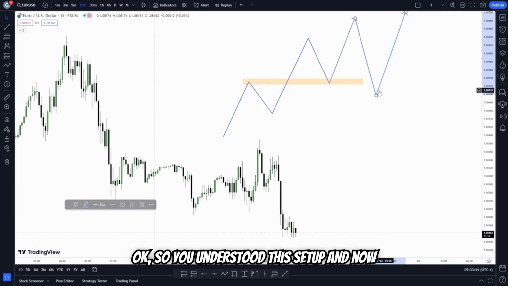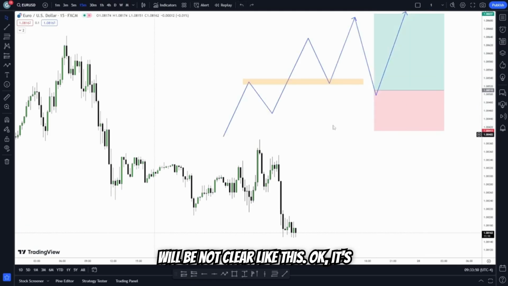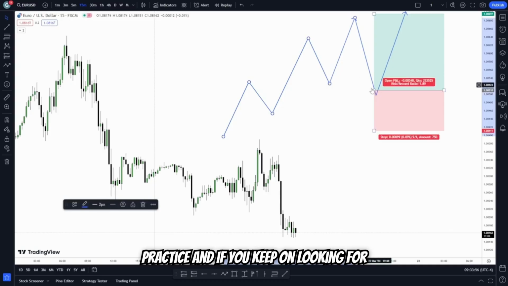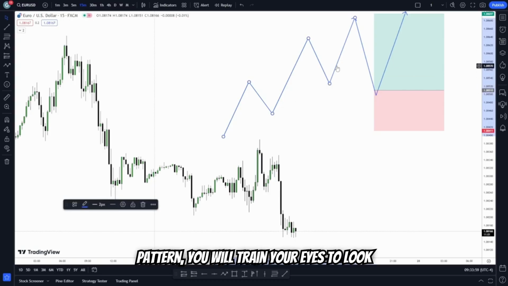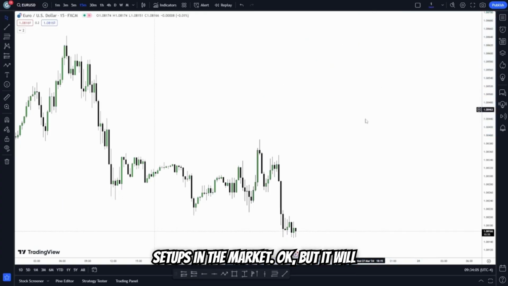Okay, so you understood this setup, and now I can show you the setup in a real chart, and it will not be as clear as this. It's a drawing, so that's why it's looking clear. But if you keep practicing and keep looking for this type of setup or pattern, you will train your eyes to look for these setups in the market. But it will take practice.